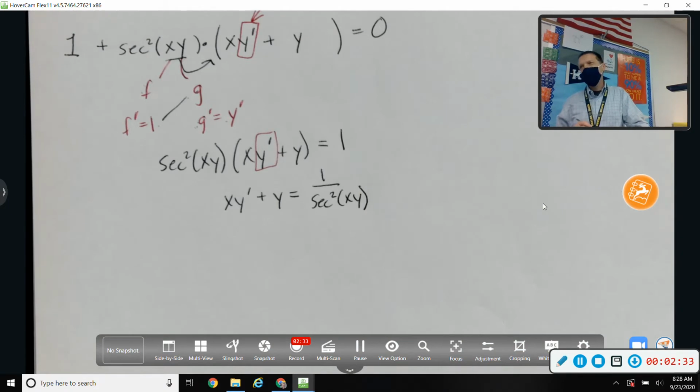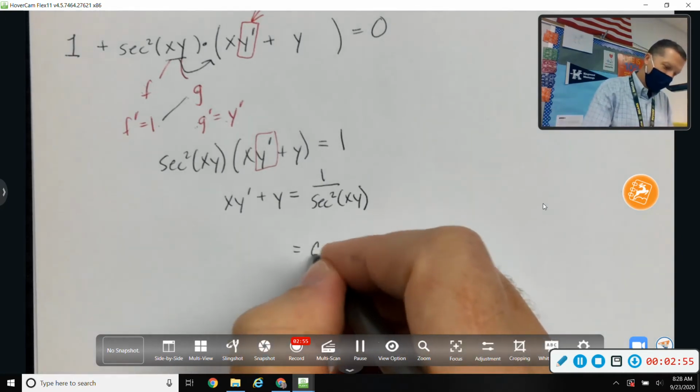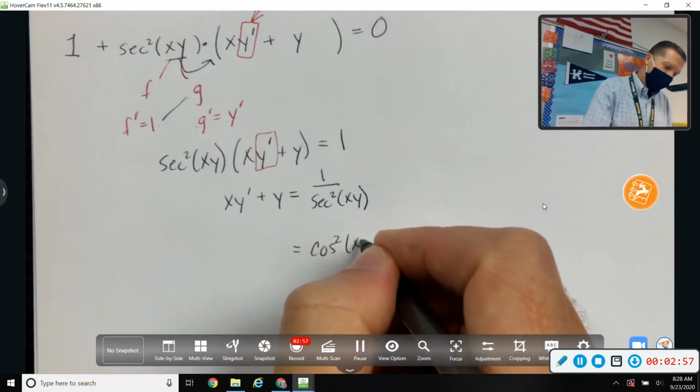But there's a much better way to write that, right? Tyler, how should we write that? 1 over cosine, or negative cosine. Oh, eek to both of those. Secant and cosine are reciprocal friends. Cosine. So I don't even need a negative. I just need to flip it over, and so it's cosine squared of xy.